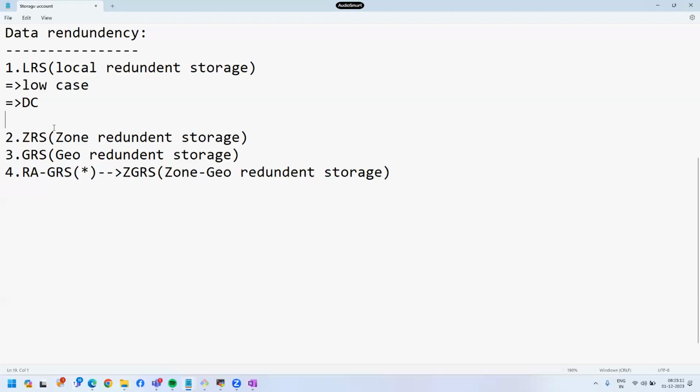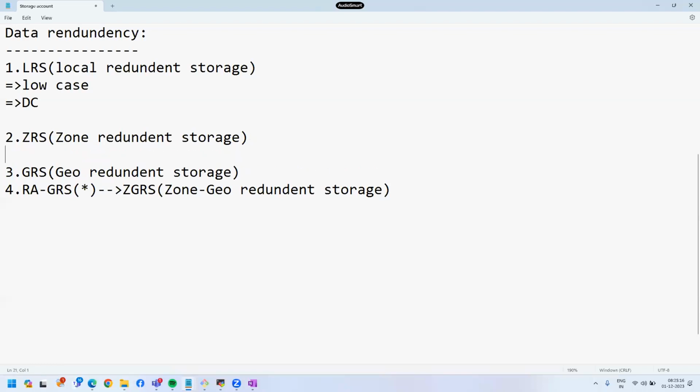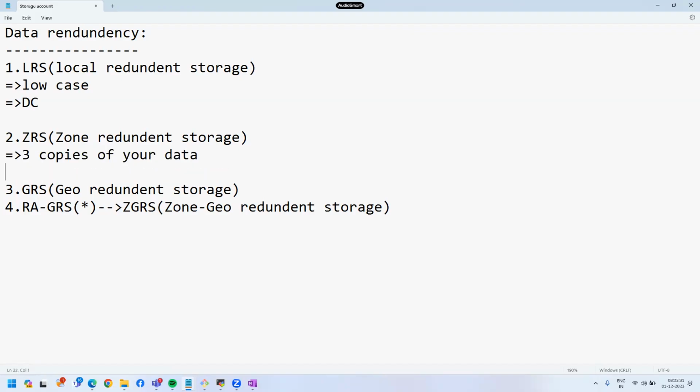So if your data is of low or medium criticality, you can go for local redundant storage. If you want to keep the data in another region as well, then we can go for zone redundant storage. What is that? Zone redundant storage makes three copies of your data, distributed into three data centers.